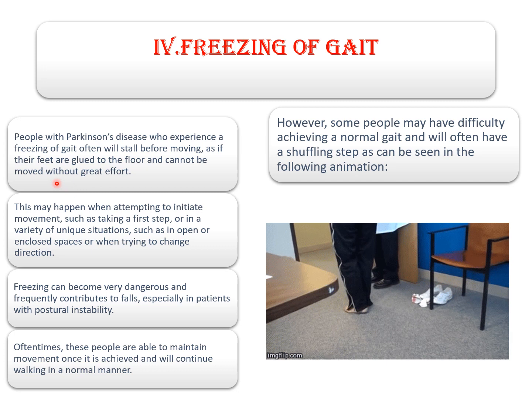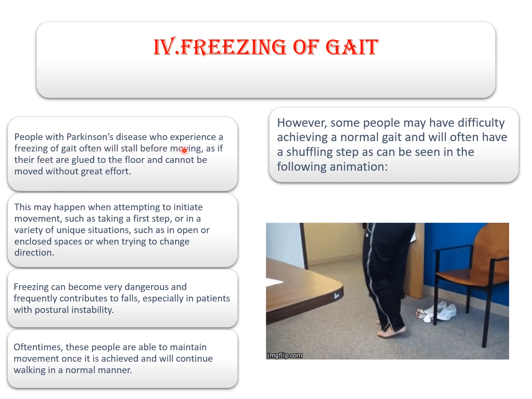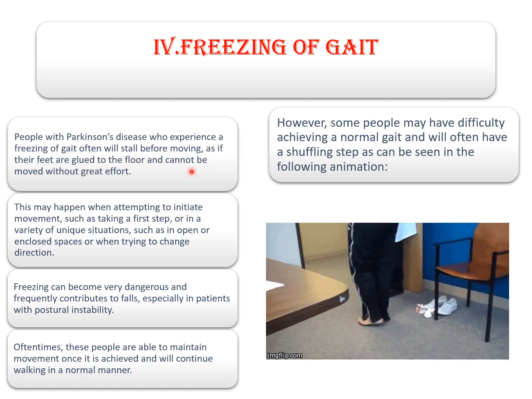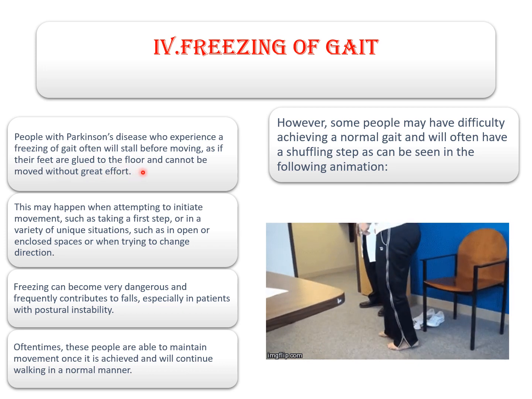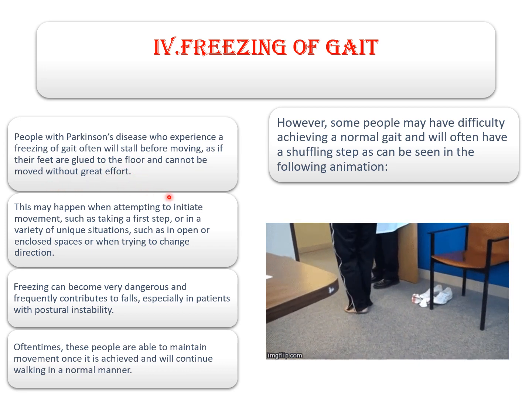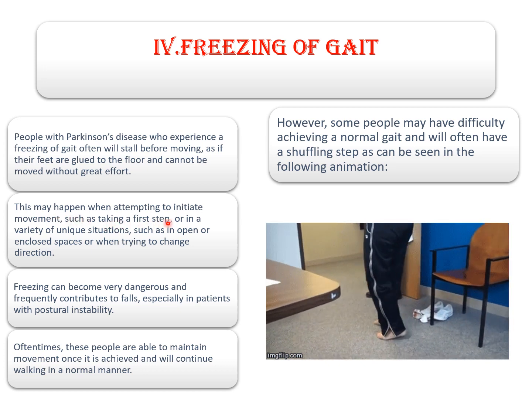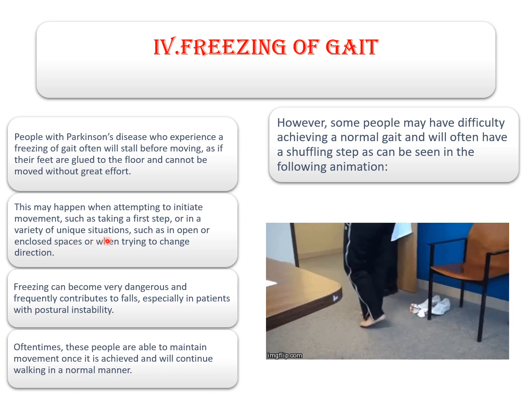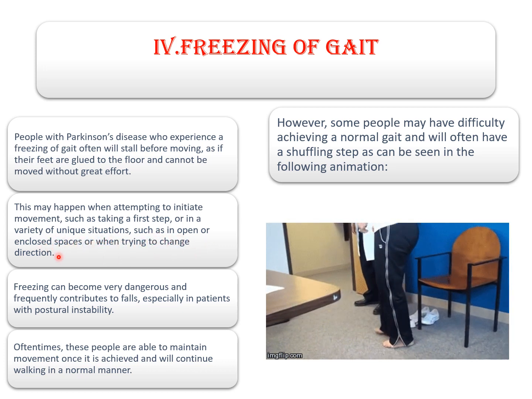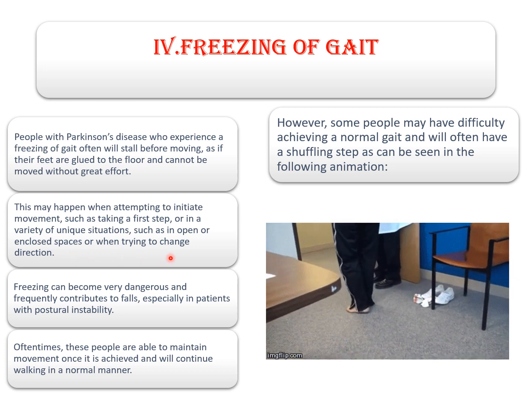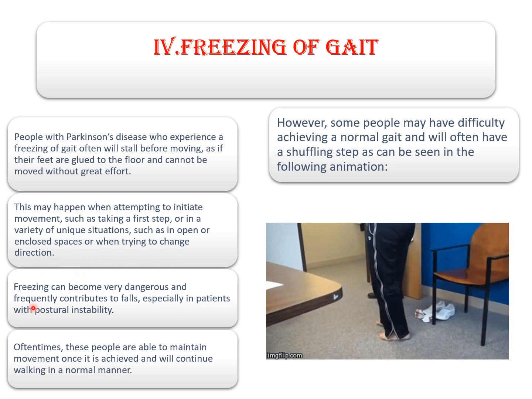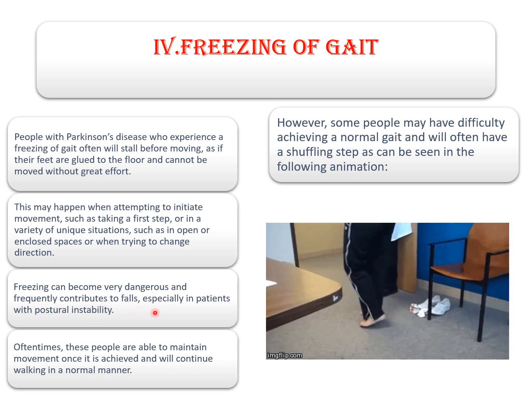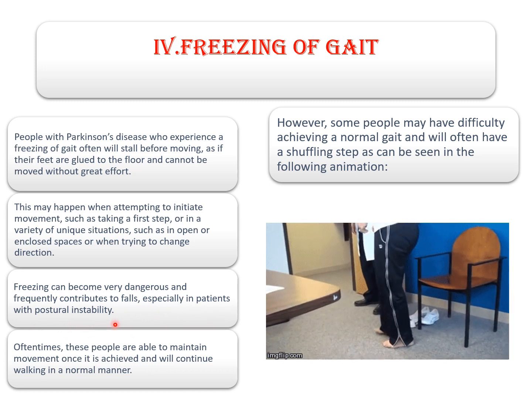Then freezing of gait. People with Parkinson's disease who experience a freezing of the gait often will stall before moving, as if their feet are glued to the floor and cannot be moved without great effort. This may happen when attempting to initiate the movement, such as taking a first step, or in a variety of unique situations such as in open or enclosed spaces, or when trying to change direction. Freezing can become very dangerous and frequently contributes to falls, especially in patients with postural instability.